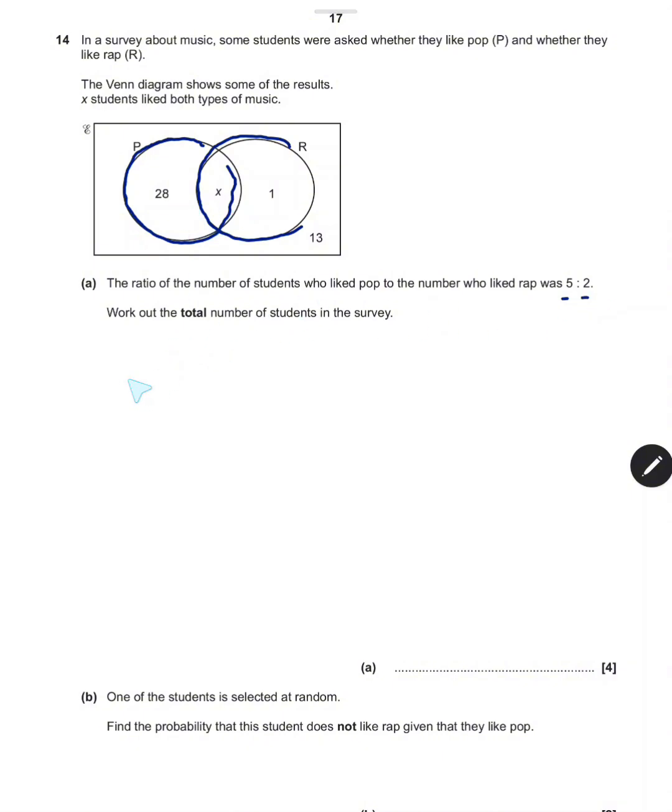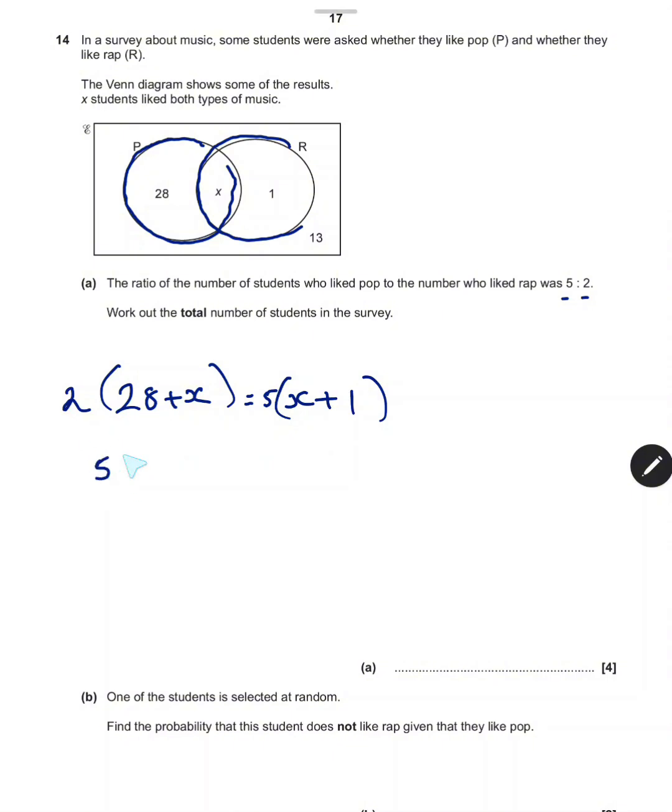What we can write straight away is pop is 28 plus x, and the rap is x plus 1. Now, if we've got a ratio of 5 to 2, what I can do is swap those around and say, well, 2 lots of these people will be the same as 5 lots of those people. So I've formed myself a little equation there that I'm going to solve for x.